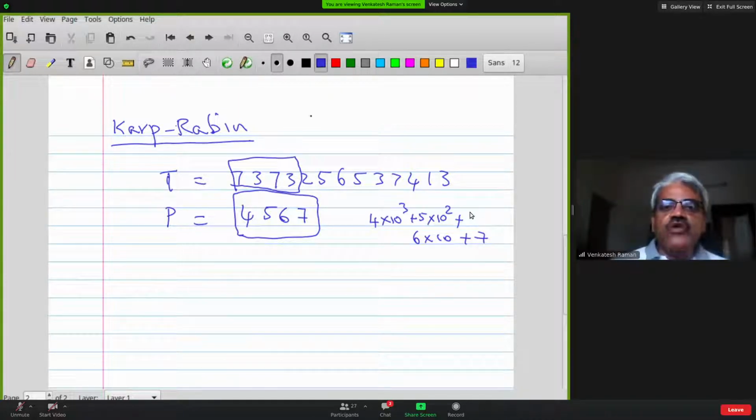And then now you move your text to the next alignment, which is this. And compare your number with this new number. But this new number computation is not very hard because it's sort of incremental, because I have already computed this number, 7,373. So subtract out 7,000, 7 into 1,000, and multiply by 10 and add 2. This is again an incremental constant time computation.